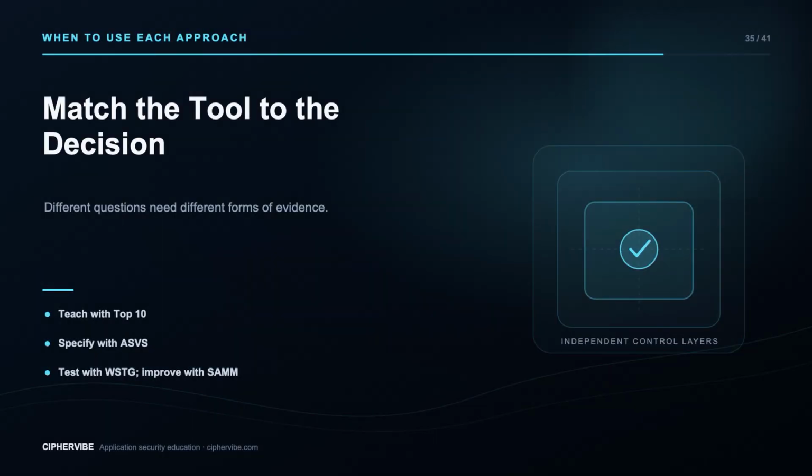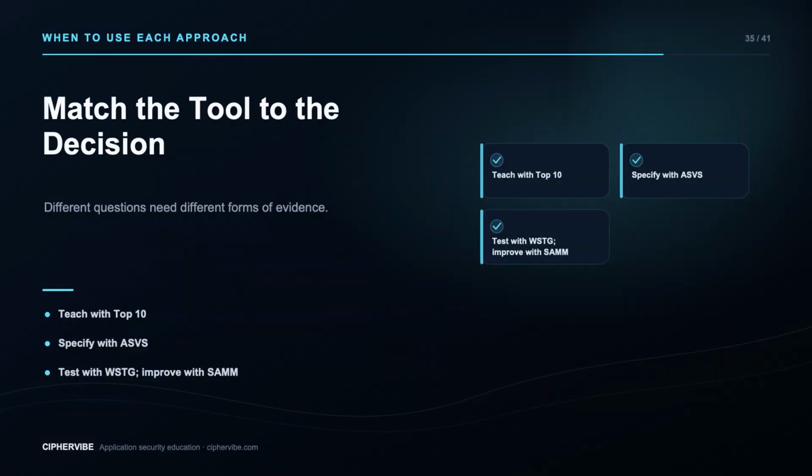Use the top 10 to teach and start conversations. Use threat modeling for the application's unique assets and abuse paths. Use ASVS to specify verifiable controls. Use WSTG to organize authorized testing. Use SAMM to improve the security program. Use telemetry and incident learning to close the loop.